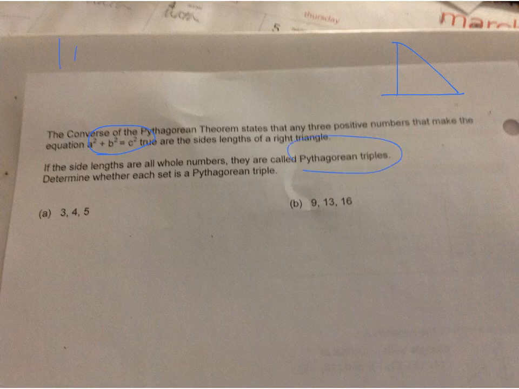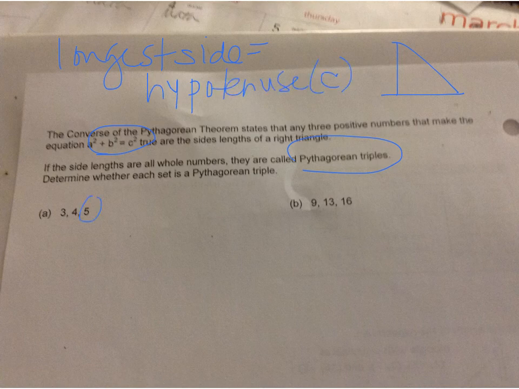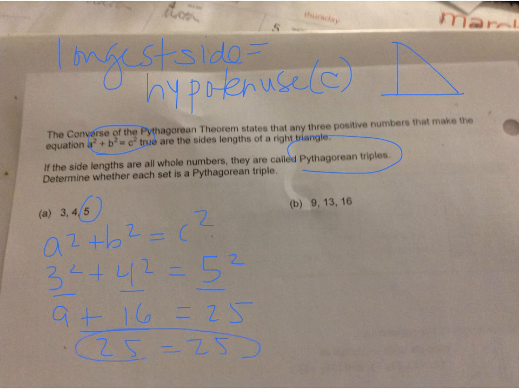Now, the longest side is always equal to the hypotenuse, and the hypotenuse is always c. So this is c. So a squared plus b squared equals c squared. So 3 squared plus 4 squared equals 5 squared. We have to square all these. You're going to get 9 plus 16 equals 25. And that is true. 9 plus 16 does equal 25. So this is a Pythagorean triple. Yes. Okay, so this is your hypotenuse, the 16.